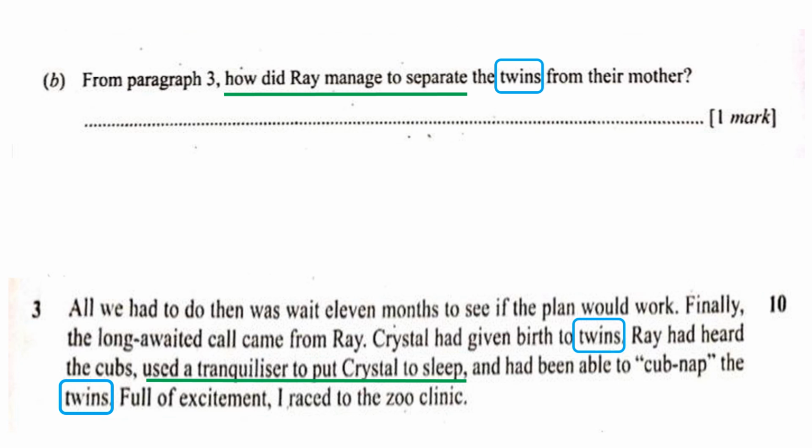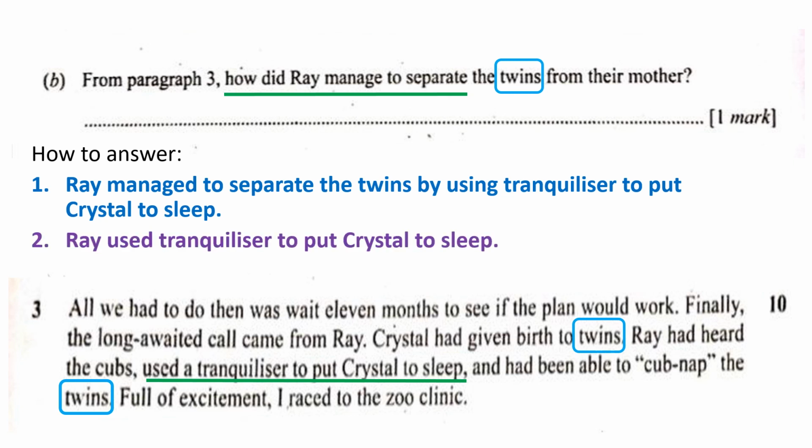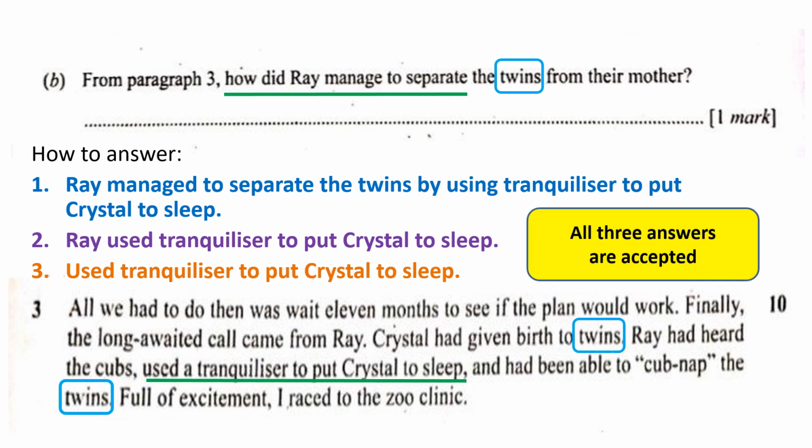Okay, so how do we answer this? Again, the first way of answering is by writing the full sentence: Ray managed to separate the twins by using a tranquilizer to put Crystal to sleep. Or you can simply answer, Ray used a tranquilizer to put Crystal to sleep. Or the easiest way to answer is simply writing down the answer: use a tranquilizer to put Crystal to sleep. All three answers are accepted.